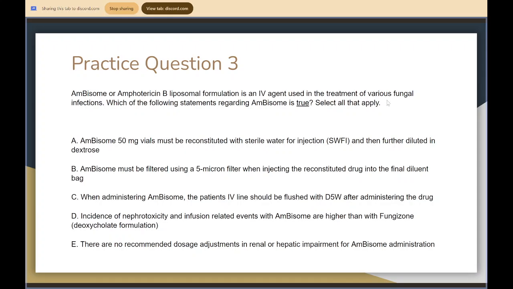Remember, this is a select all that apply. There may be one correct answer, all of them may be correct, or anything in between. Both RxPrep and Past NAPLEX now do a great job of not setting patterns when you're attempting these type of questions.